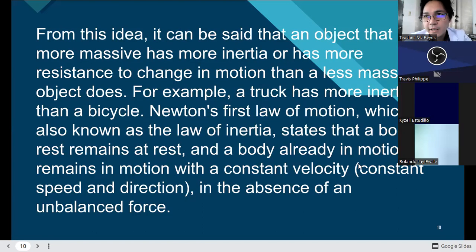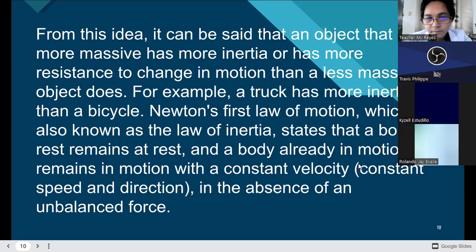Other books stated this law as: an object at rest remains at rest, and an object in motion remains in motion unless acted upon by an unbalanced force. If there is no unbalanced force acting on a certain object, it will continuously move in uniform motion. That's according to the law of inertia. Do you have any questions so far?